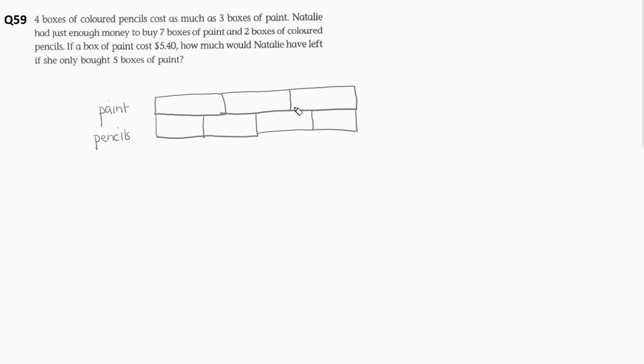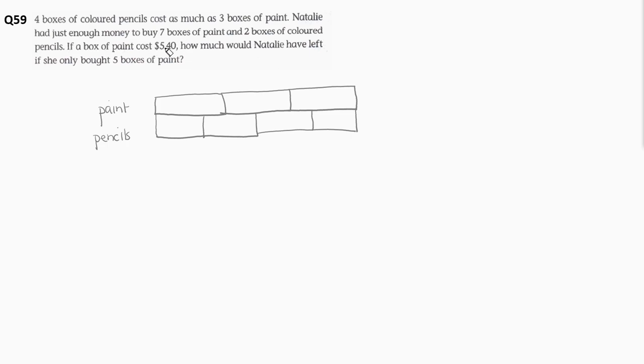But I don't think that's necessary here. You could do it if you wanted to, but I don't think it's necessary. In that case, you would subdivide these so that you ended up with 12 in each. Let's see how we get on first, though. Right. It says that Natalie had enough money to buy 7 boxes of paint and 2 boxes of coloured pencils. Okay. And this is where we get some information that we need.